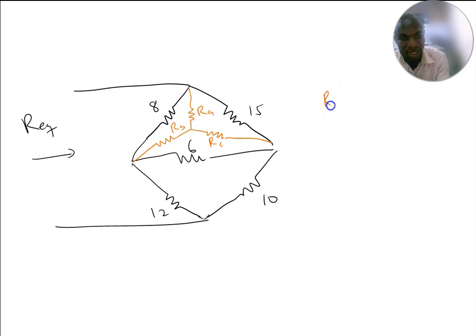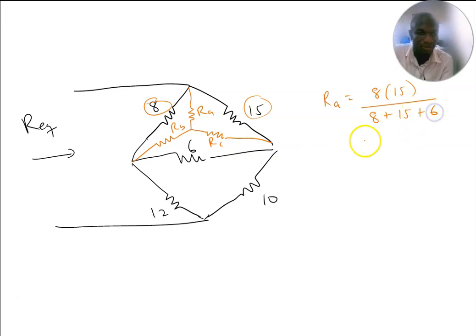So what's going to be RA? RA is basically going to be the product of 8 times 15. That is this and this. The adjacent resistors. All divided by the sum of it. 8 plus 15 plus 6. And what do we get? So we have 8 times 15, all on 8 plus 15 plus 6. And it's going to give us 120 on 29.